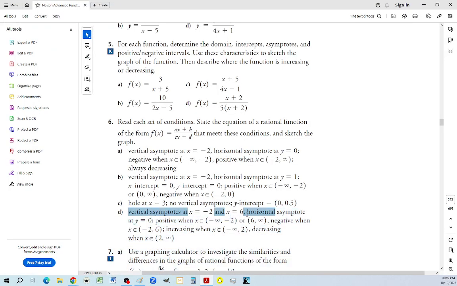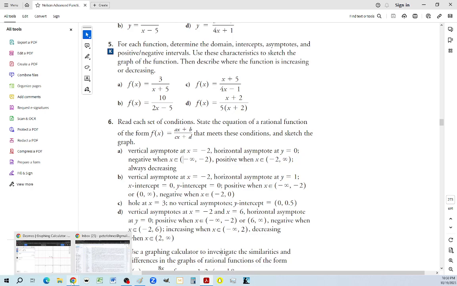Vertical asymptotes here at x equals minus 2 and x equals 6, so there are 2 factors in the bottom. Horizontal asymptote y is equal to 0, so we put a number. Positive to the left of minus 2 or to the right of 6, and negative in between them. Increasing from negative infinity to 2, decreasing from 2 to negative infinity. Yeah, I mean, it's not that hard. Let's just work with the asymptotes. Okay, so we got x plus 2 and x minus 6.